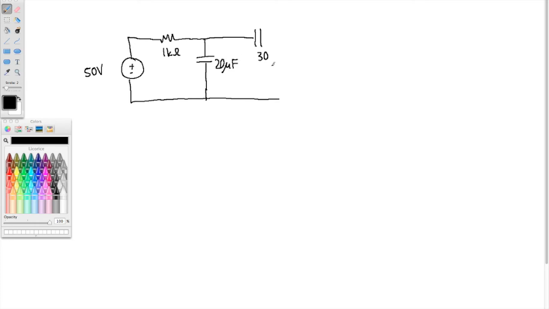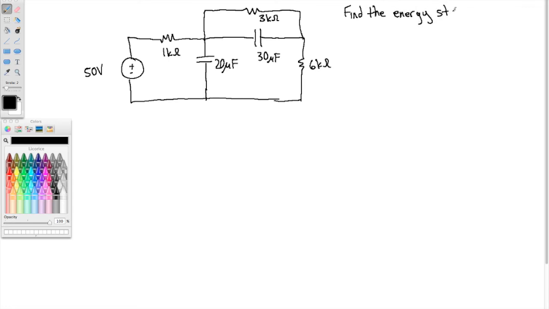Sorry, this is 20 microfarads. This is 30 microfarads. All right, and same instructions. Find the energy stored in each capacitor.